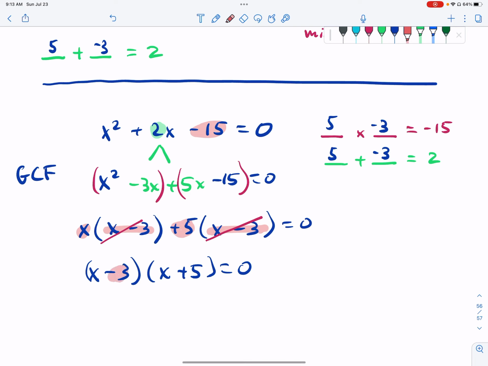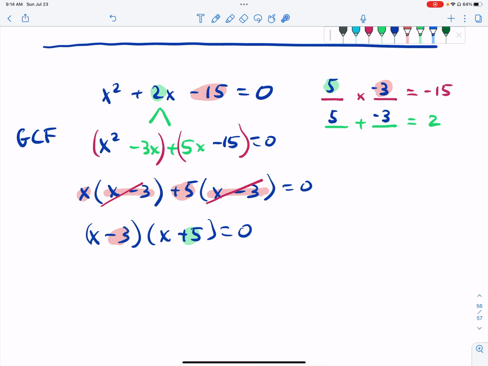And that is the fact that the two numbers that ended up inside of the parentheses, the negative 3 was right there, and the positive 5 was right there. It's the same exact factors with the exact same signs. You don't have to do all of this stuff as long as you remember. You take those two numbers that we got, and we just plug them right into our parentheses. X minus the 3, and then x plus the 5.